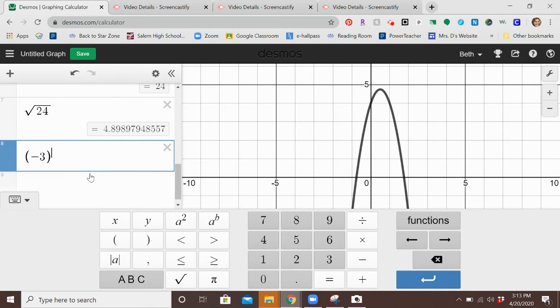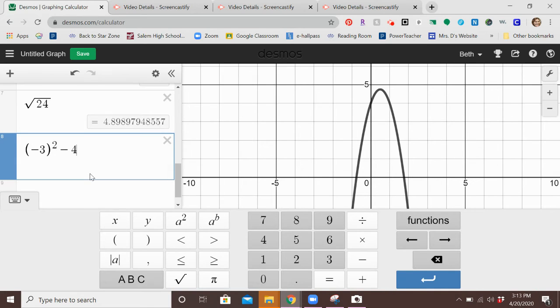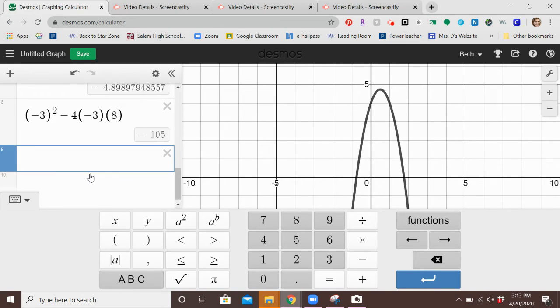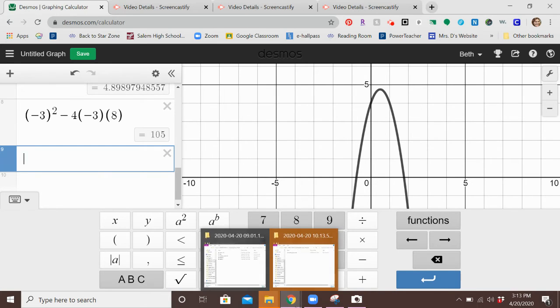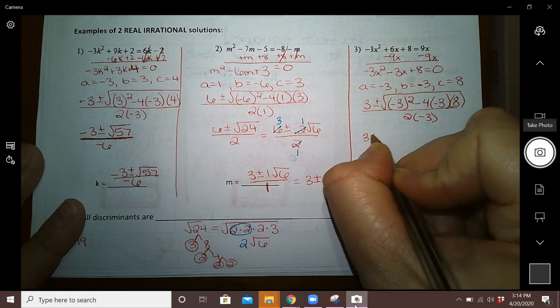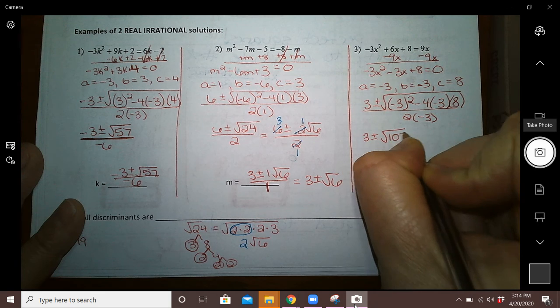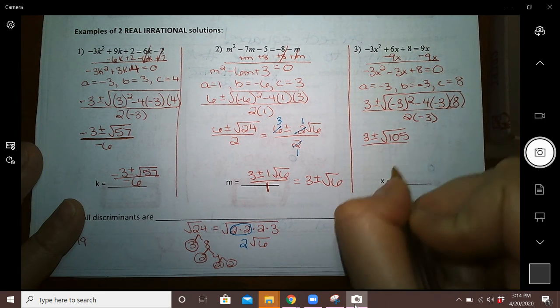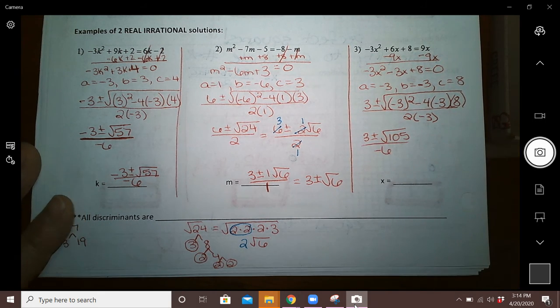Negative 3 squared minus 4 times negative 3 times 8. I am getting a discriminant value of 105. So 3 plus or minus the square root of 105 all over 2 times negative 3 is negative 6. Now 105 is not perfect. I should try to simplify it.